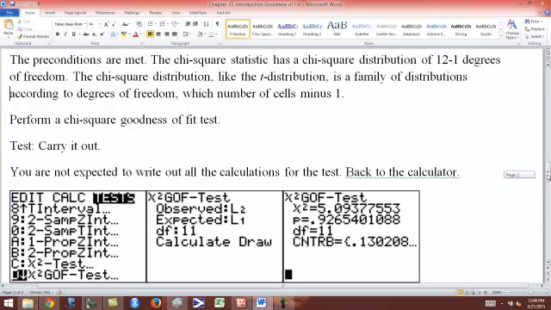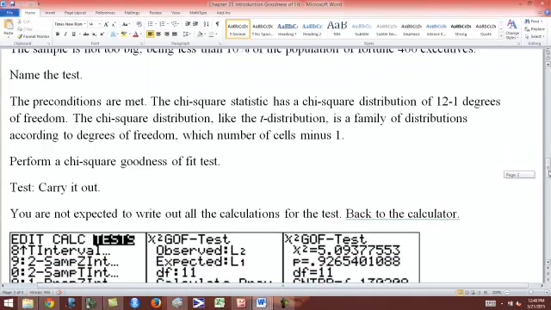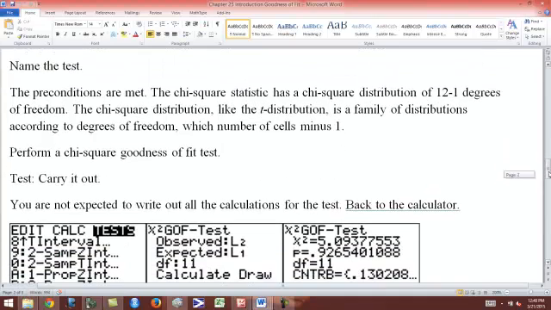Let me get back up here. I skipped something. Okay, name the test. The preconditions are met. The chi-square statistic has a chi-square distribution with 12 minus 1 degrees of freedom. The chi-square distribution, like the t-distribution, is a family of distributions according to degrees of freedom, which in this case is the number of cells minus 1. So, perform a chi-square goodness of fit test. And now, test. Carry it out.